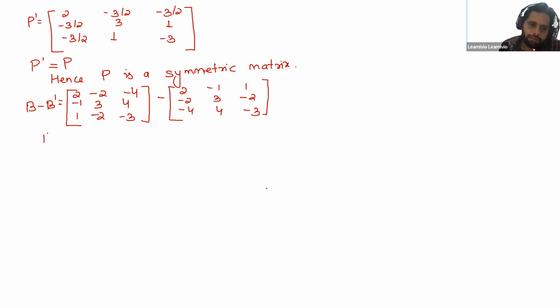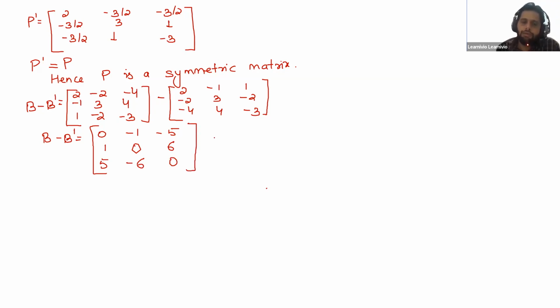Now subtract it. B minus B transpose. So this will give us what? 2 minus 2, this will give us 0. Minus 2 and plus 1, this will give us minus 1. 4 minus 1... minus 4 and minus 1, this will give us minus 5. Here, minus 1 plus 2, 1. 3 minus 3 is 0. 4 plus 2, 6. Here, 1 plus 4 is 5. Minus 2 minus 4 is minus 6. Minus 3 and this is 0.